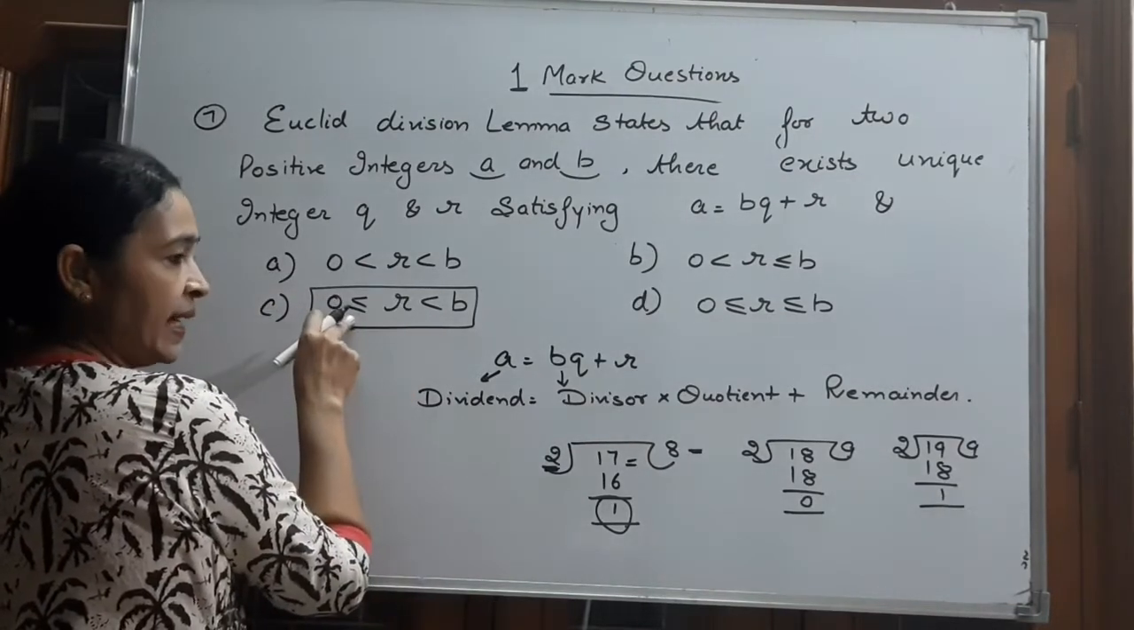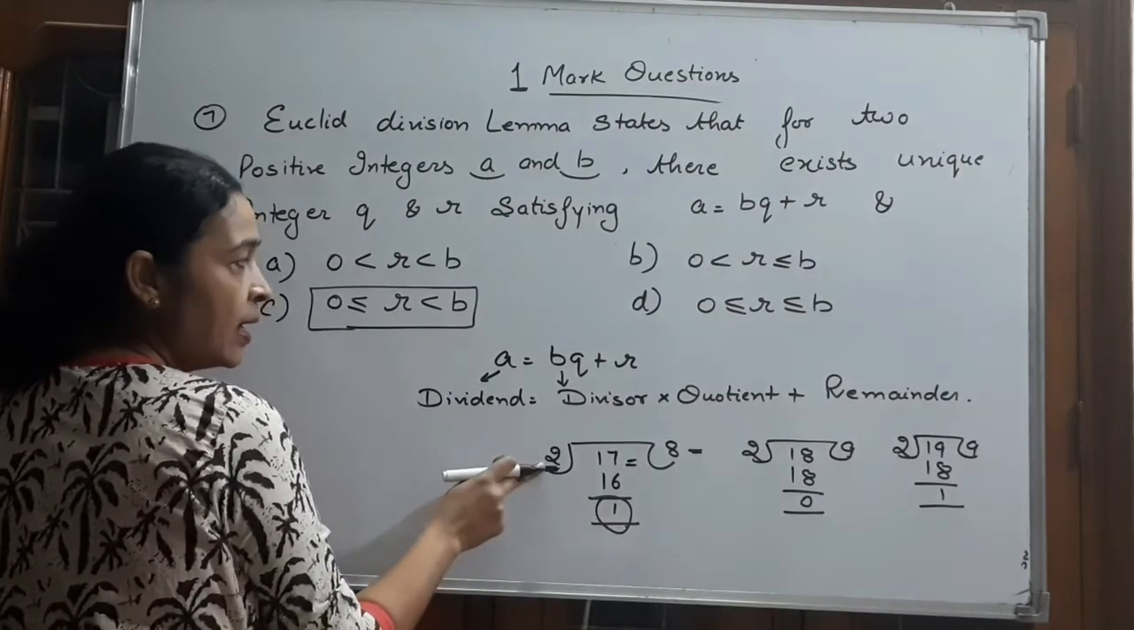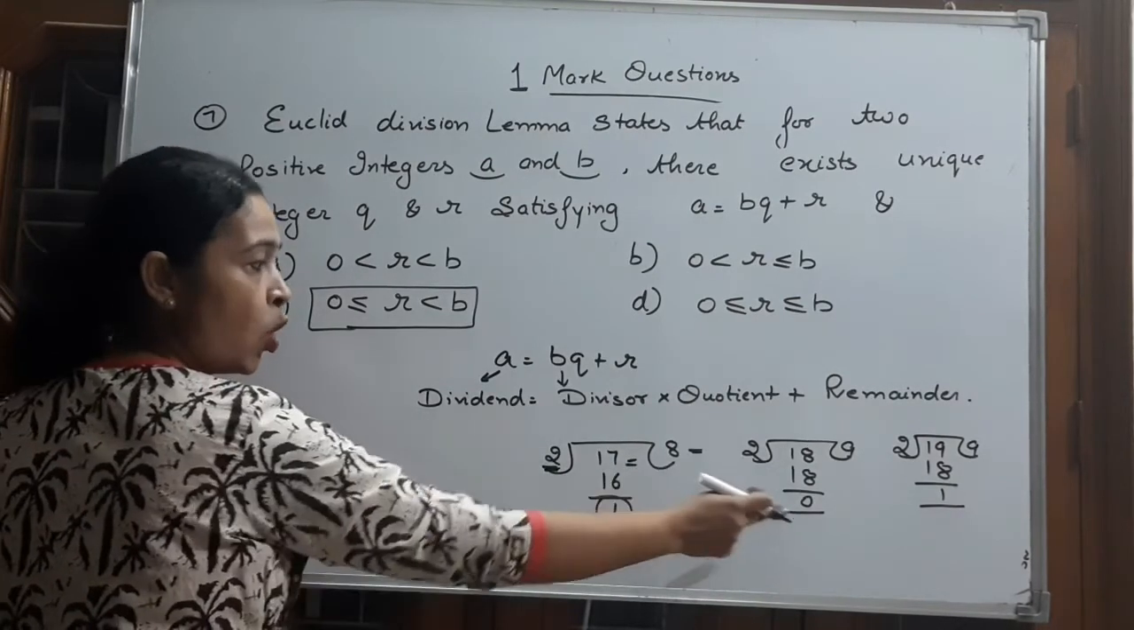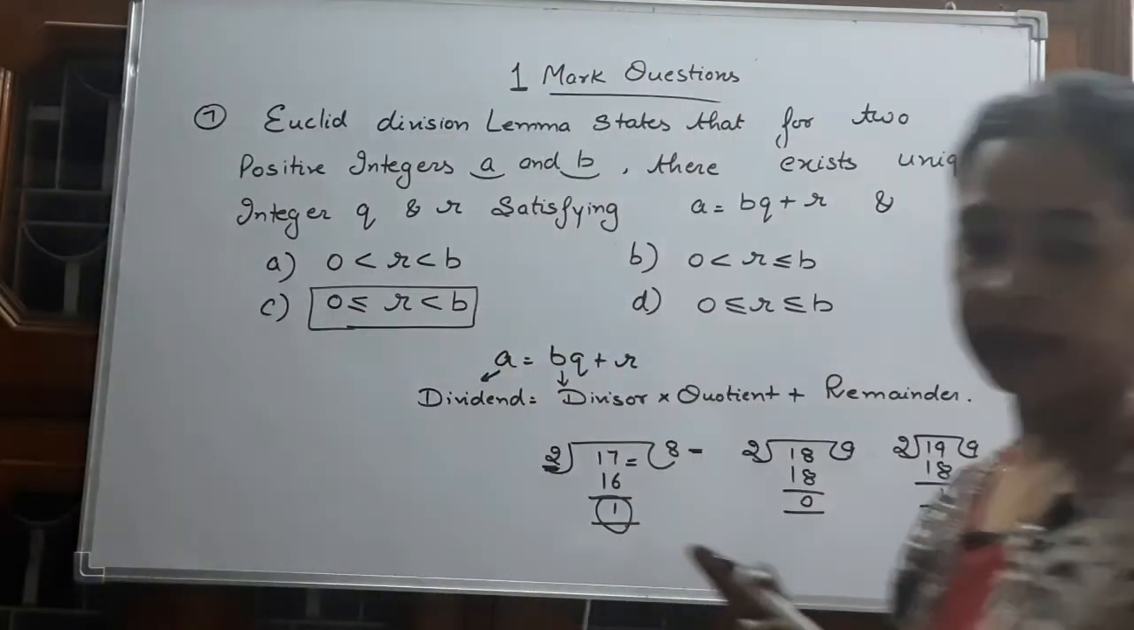Remainder is always greater than or equals to 0 and less than B. As in this case, B is divisor. Divisor is 2. Remainder can be either 1 or 0. It can't be 2 or greater than 2. Clear?